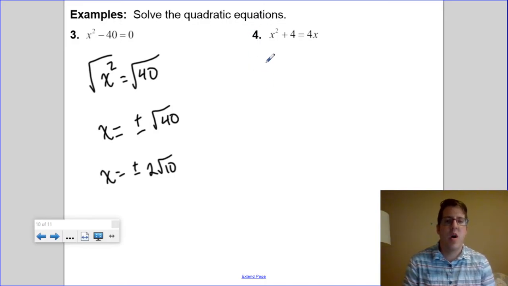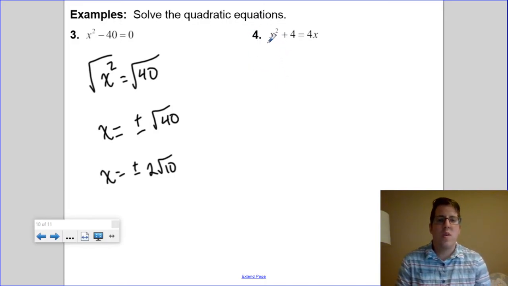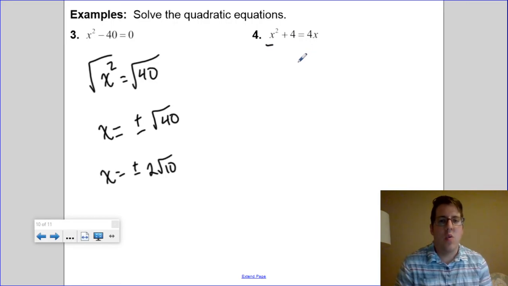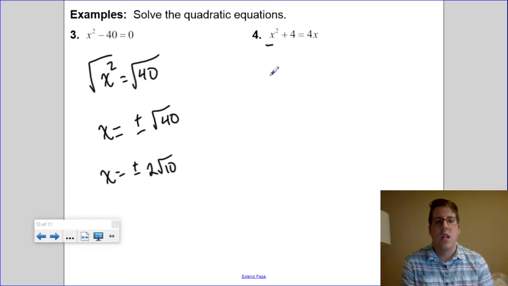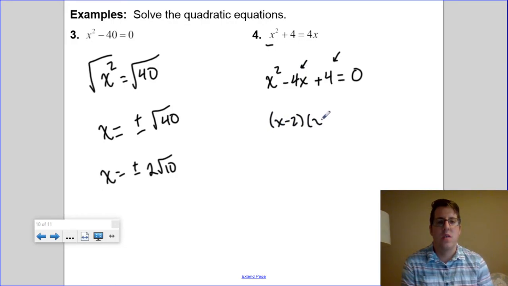For something like problem number 4, when we see a 1x squared and we have a small number of terms, let's try to factor that, because factoring is going to be an important skill that we're going to want to keep with us. So set everything to one side, subtract 4x from both sides. And I'm asking the question, what multiplies to positive 4 but adds to negative 4? Well, that would be x minus 2 times x minus 2.